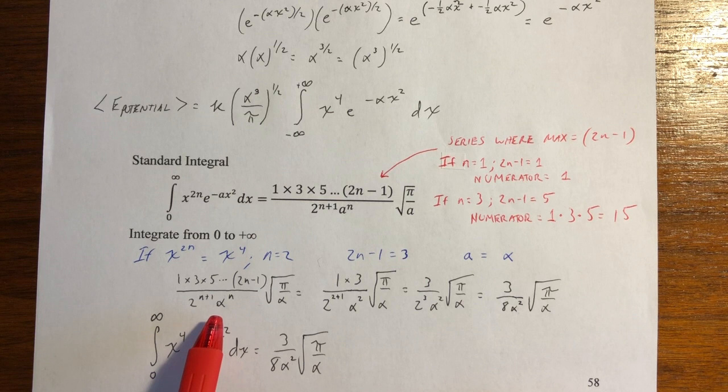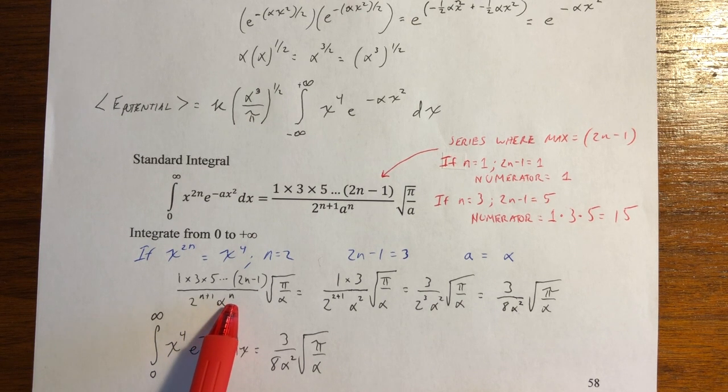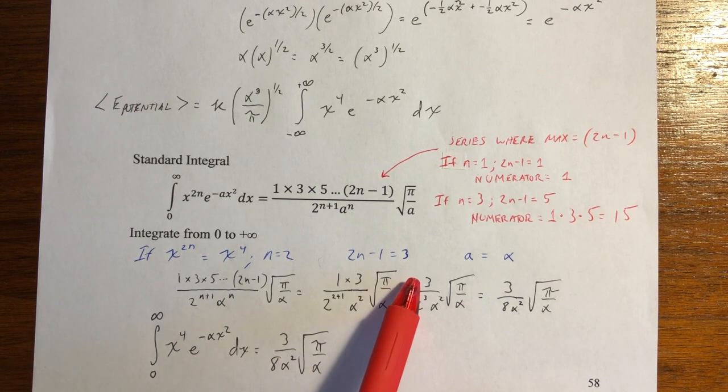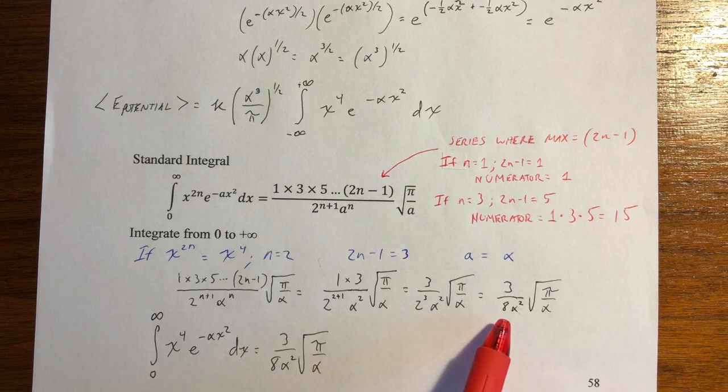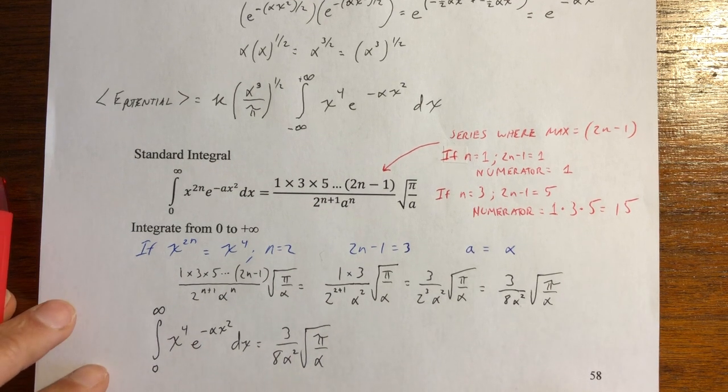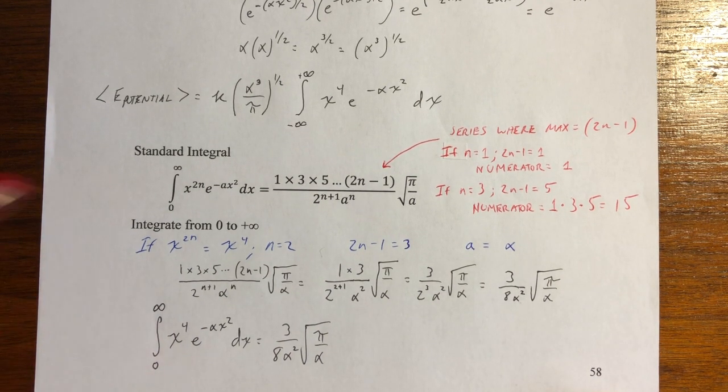N is equal to 2, and so in the denominator we also have alpha raised to 2. So this simplifies to being 3 over 2 cubed times alpha squared times root pi over a, which simplifies down to being 3 over 8 alpha squared times root pi over a. And so overall, we can say that our integral from 0 to infinity, as it's defined from 0 to infinity, of x to the 4th times e raised to the negative alpha x squared is equal to 3 over 8 alpha squared times root pi over alpha.